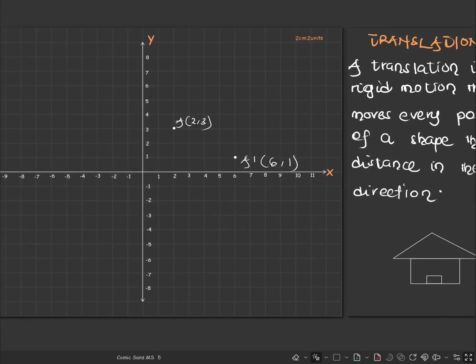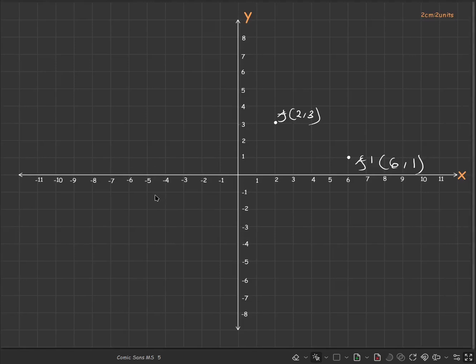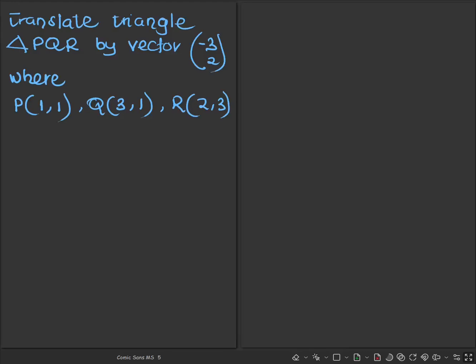answer. Now, in view of that, let's take a shape or a plane figure and let it undergo a translation so that we have a feel of how, apart from points, we can also apply translation. Now, look at this question here. It says we have to translate the triangle PQR by a vector negative 3, 2, where this is the coordinate of P, Q, and then R. Now, how do we go about it?